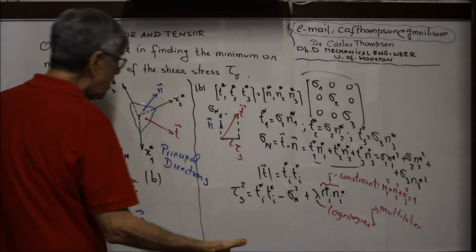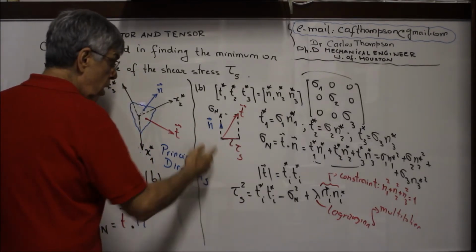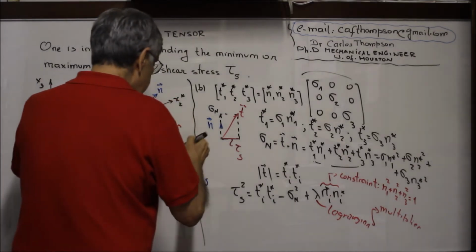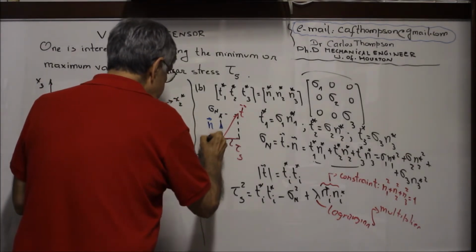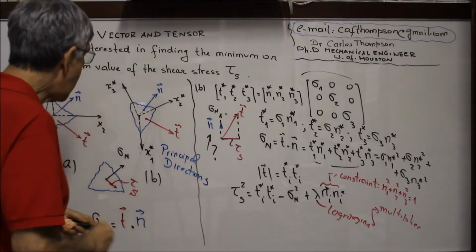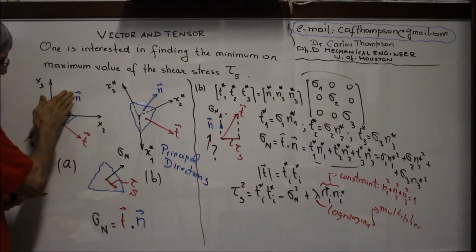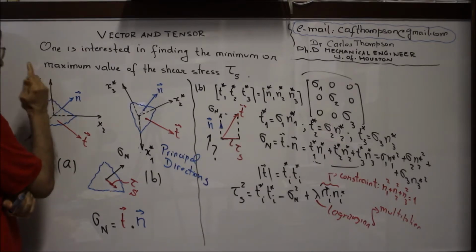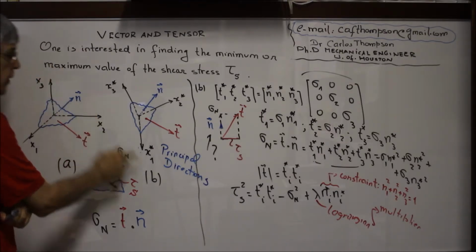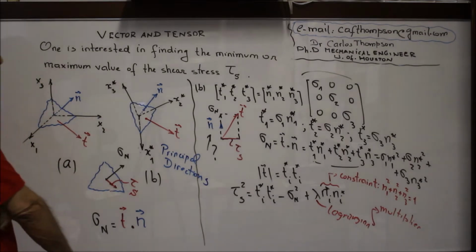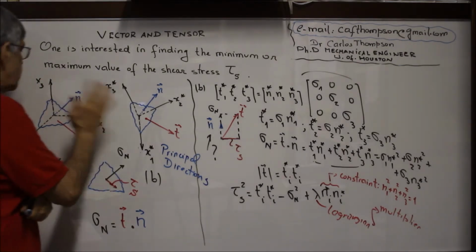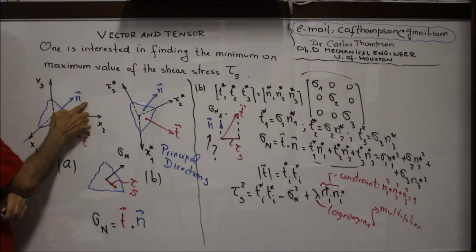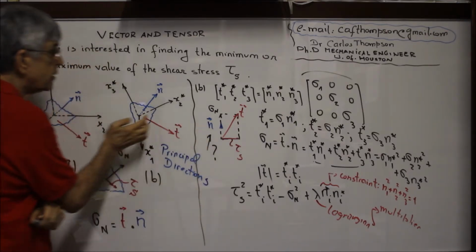And tau s is the same, you see. Now the unknown here is this vector n. I want to know which plane exists such that tau s square is minimal. Clearly, when you change the plane, you change n, so n is unknown.